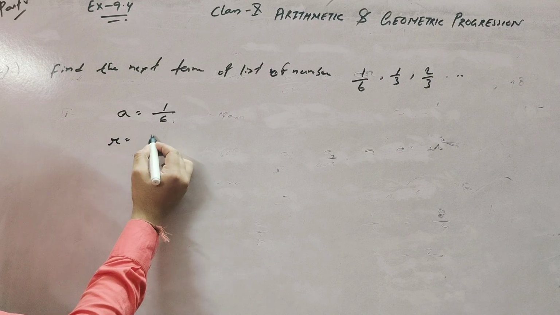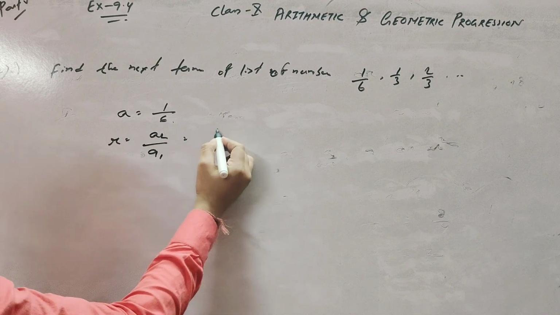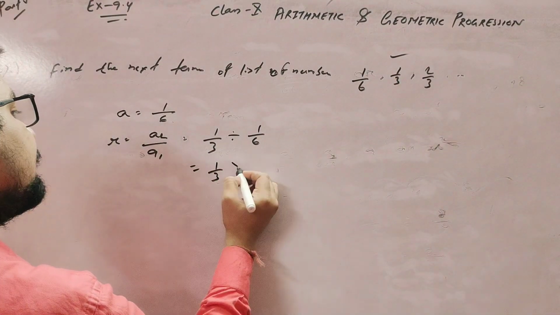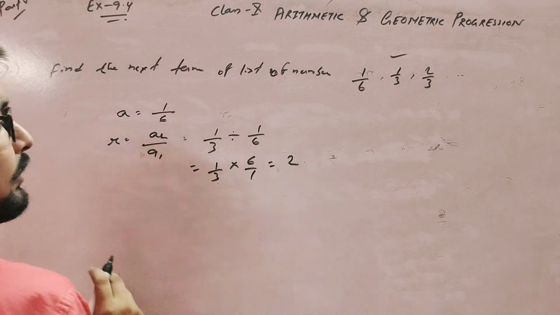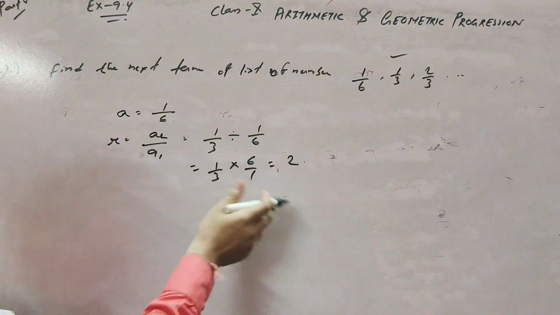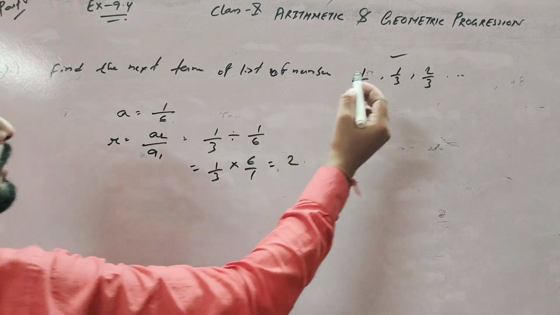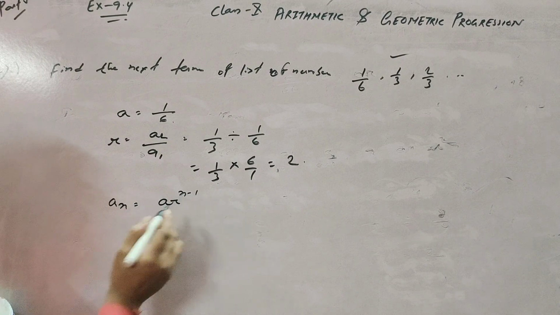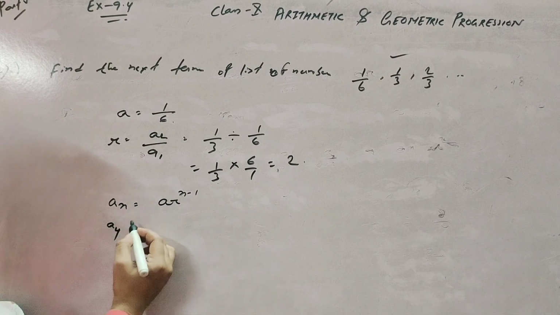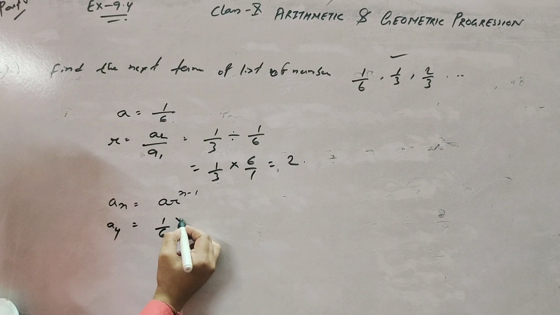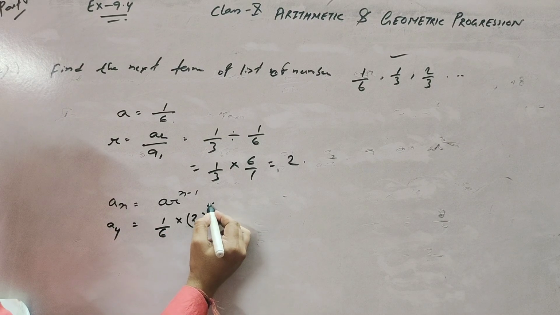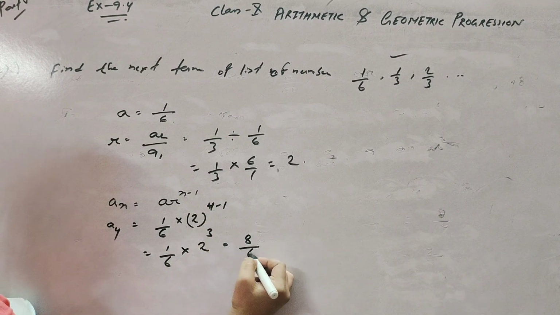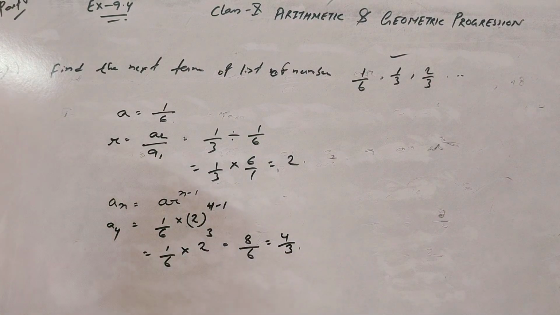Then calculate the common ratio. We know the formula of common ratio, that is a2 by a1. So a2, that means the second term, is 1 by 3 divided by 1 by 6. So 1 by 3 into 6 by 1, that is 2. So the common ratio is 2. That means the numbers are getting multiplied by 2. Okay, so find out the fourth term. We know the general term formula, that is a r to the power n minus 1, so a4: in place of a, 1 by 6, in place of r is 2, n that is 4 minus 1, so 1 by 6 into 2 to the power 3, that is 8 by 6, that is 4 by 3. Okay, note.